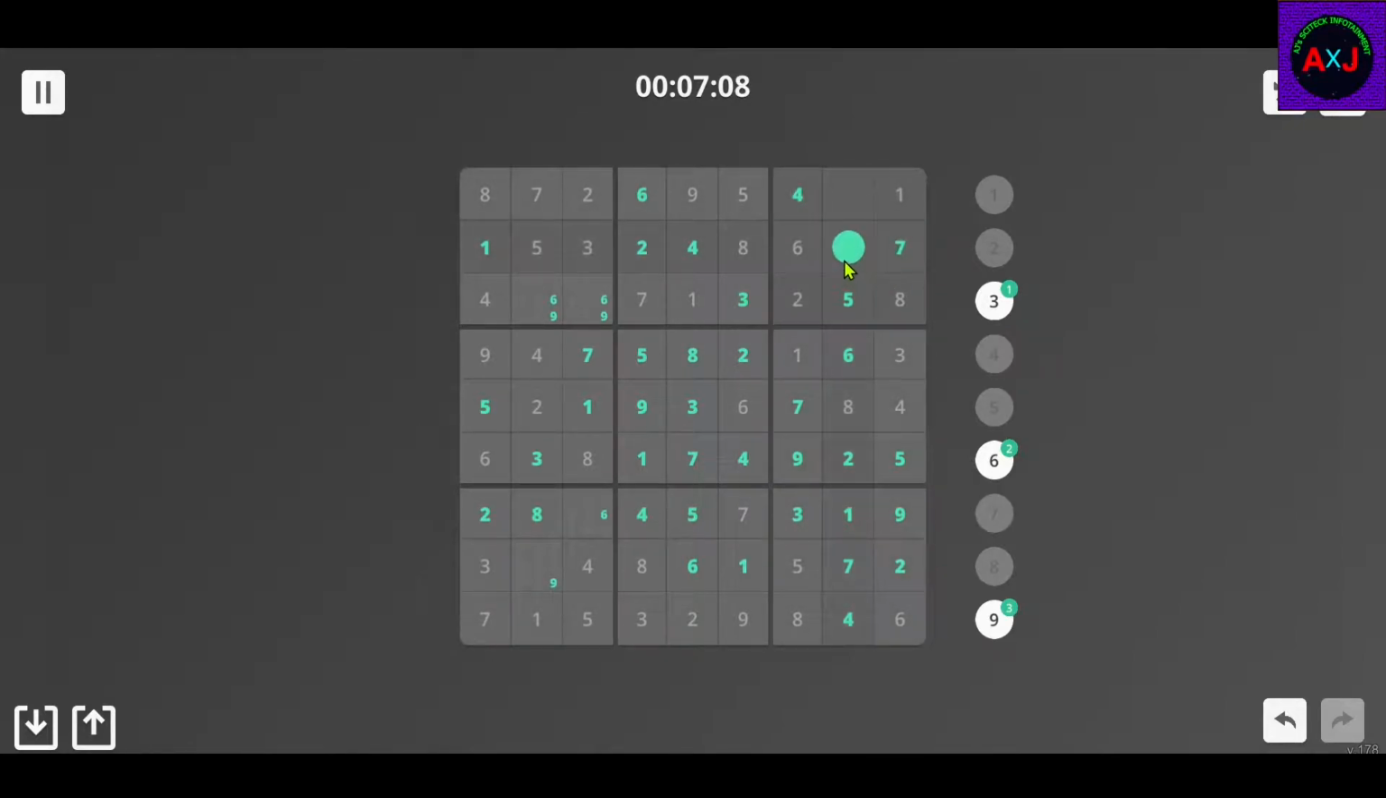There are easy mode, medium mode and hard mode. Once all these puzzles are completed, it will enable the infinite mode for that particular mode.